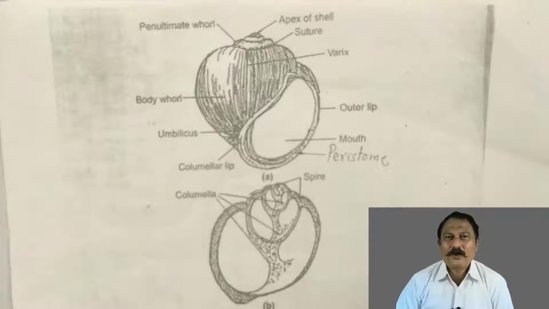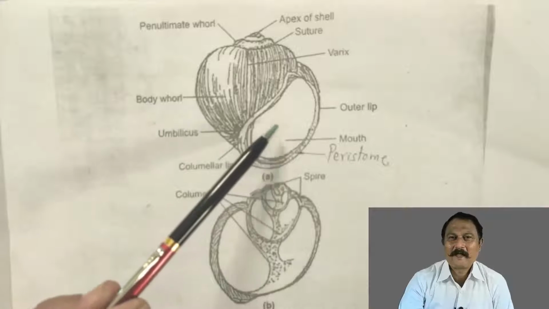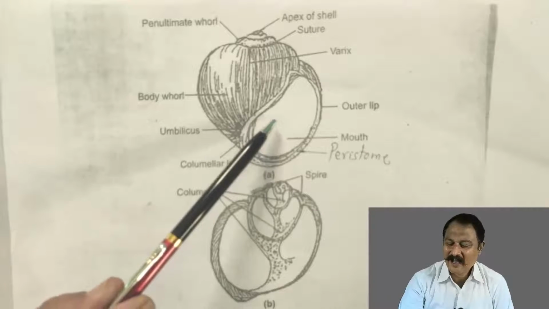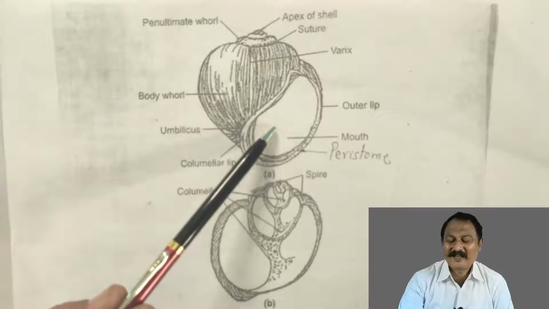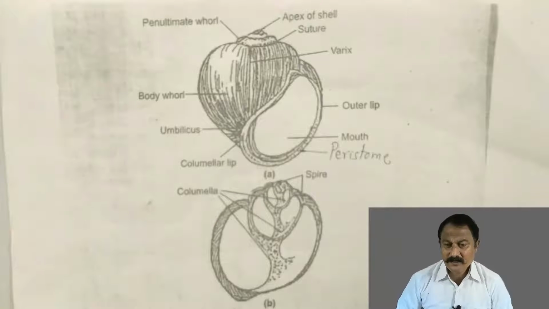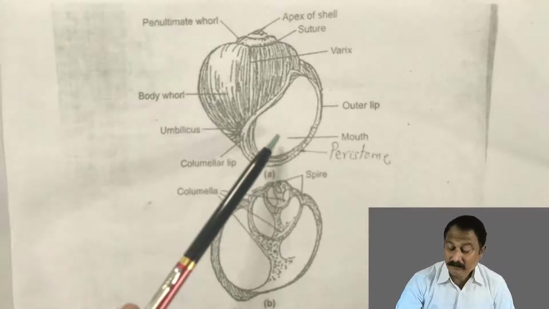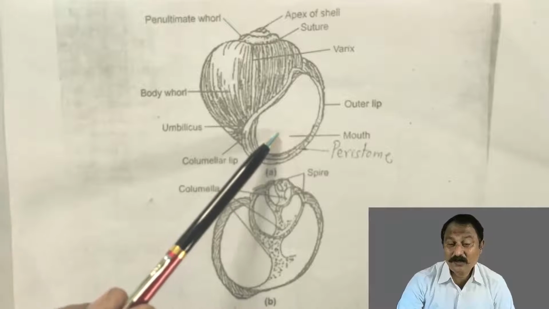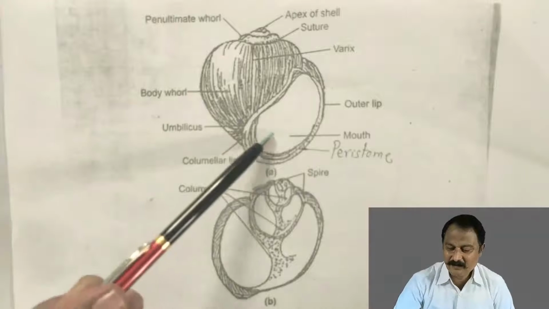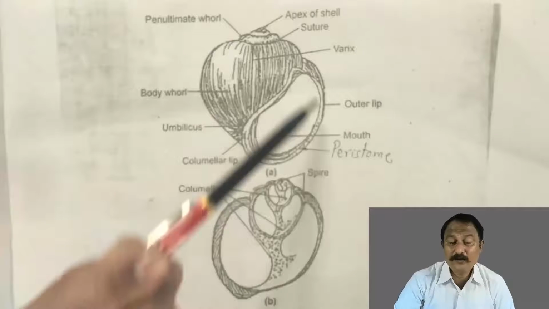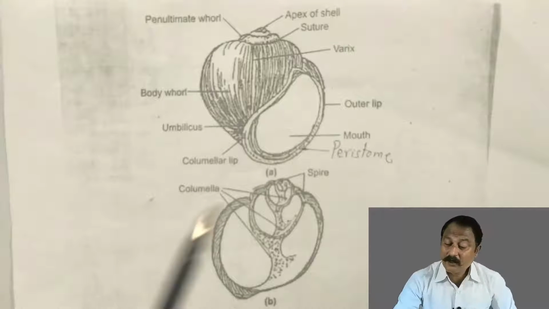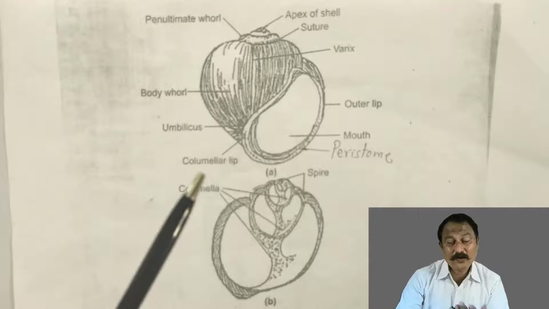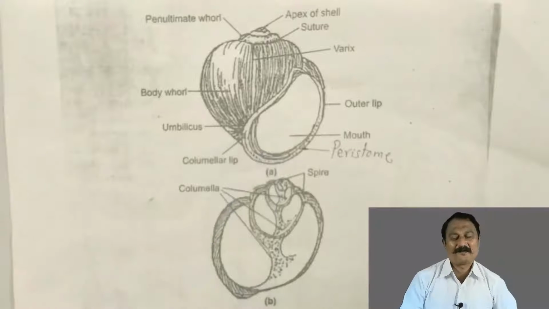Yes. The body whorl opens out by a large oblong aperture, we call it the mouth. Suppose, listen, the diagram is without operculum. The diagram is without operculum. The operculum is removed. Now inside, where the operculum was, the mouth can be seen.